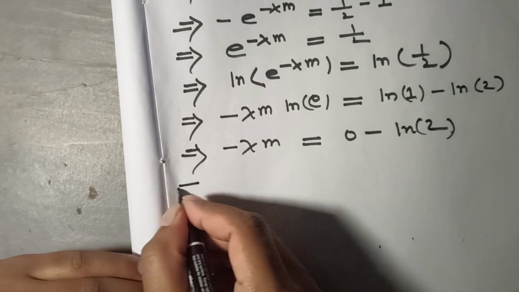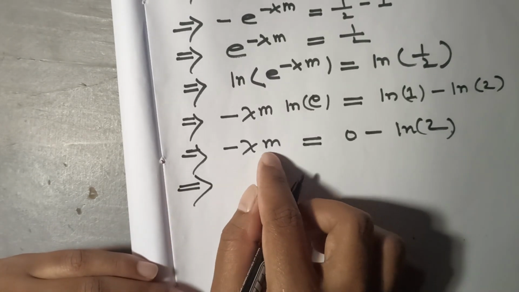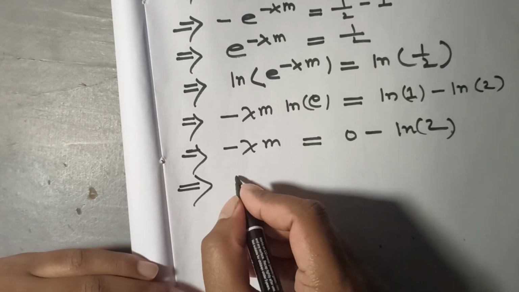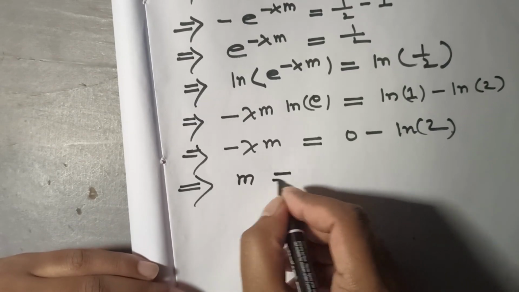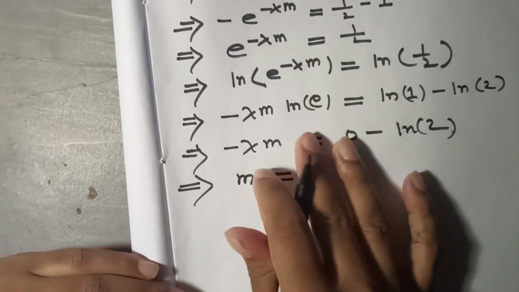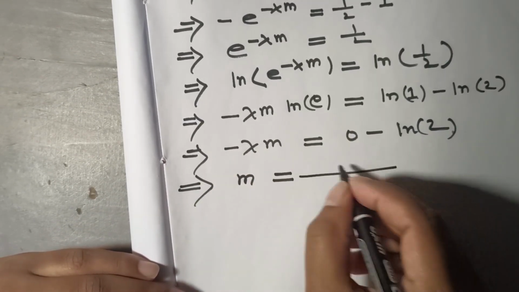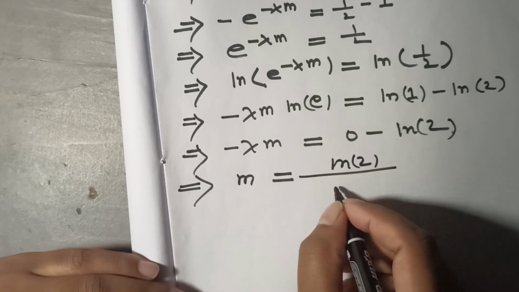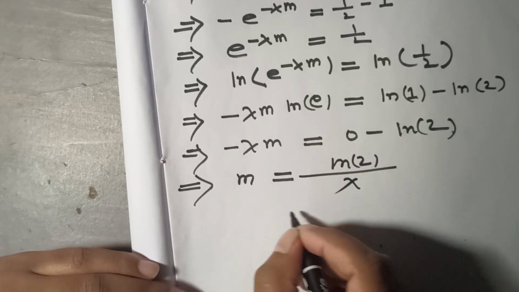And we want to find this m, right? So we take m only, and the minus cancels from both sides, so we are left with ln 2 divided by lambda.